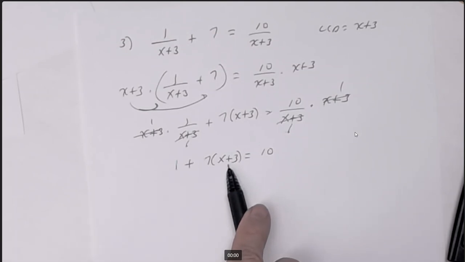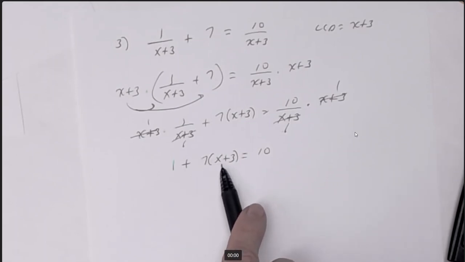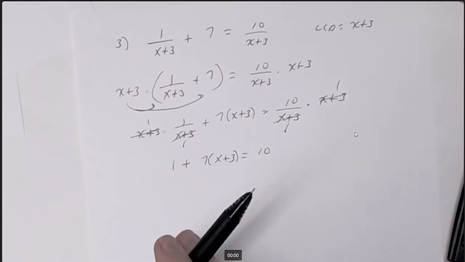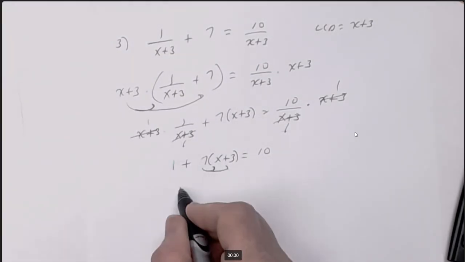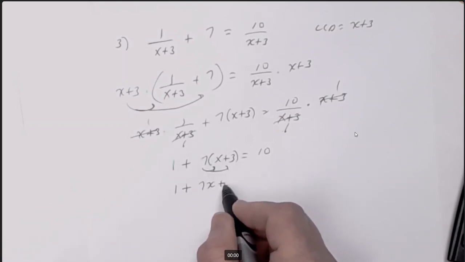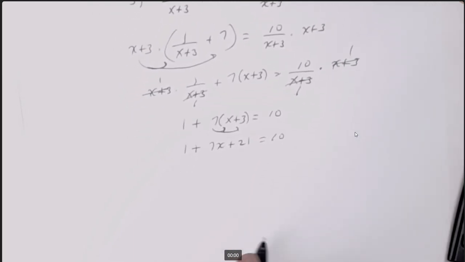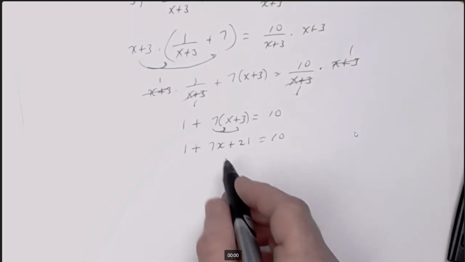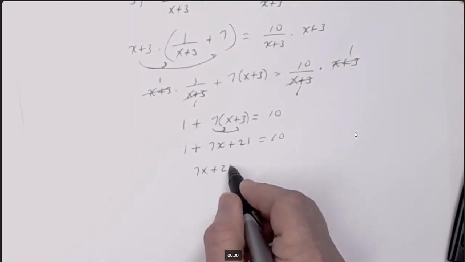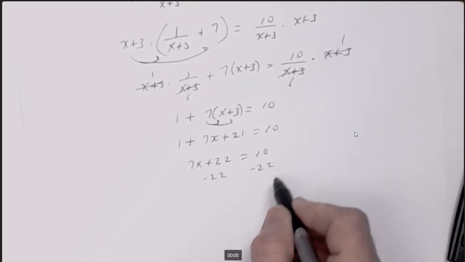So the question becomes, do I say 1 plus 7, or do I distribute the 7 first? Distribute the 7 first. Very good. So this becomes 1 plus 7 times x is 7x, 7 times a positive 3 is a positive 21, equal 10. And then combining like terms, 1 plus 21 is 22. So I get 7x plus 22 equals 10. And then subtracting 22 from both sides, I get 7x equal 10 minus 22, which is a negative 12.